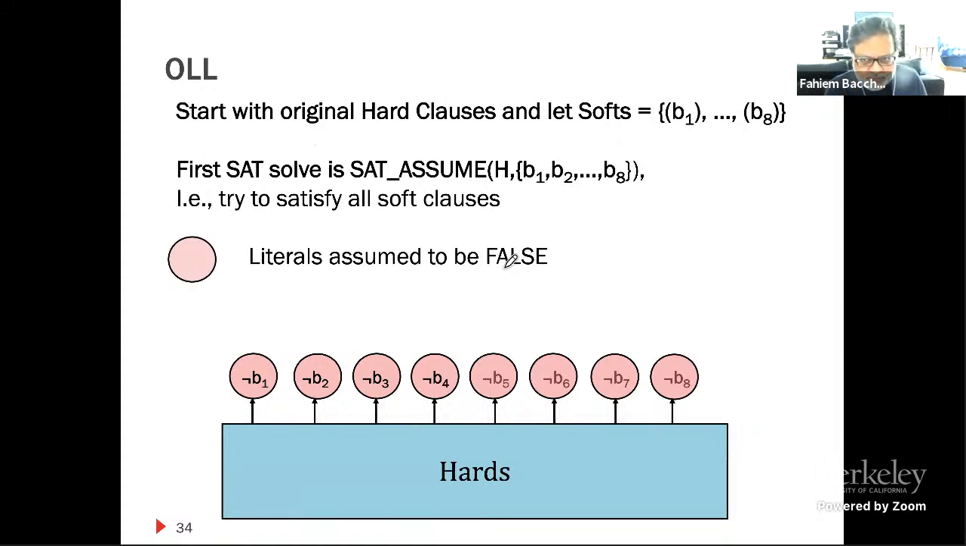So again, let's look at this simple example. In this example, we have 8 soft clauses, and we have a bunch of hard clauses. So the first thing we're going to do in this algorithm is try to solve the hard clauses while making all of the soft clauses true. So we're going to assume that each of these soft clauses is true and try to satisfy them all. In my diagrams, I'm going to put a red circle around the literals that I'm assuming to be false. So I'm assuming that the negations of these soft clauses are false, in other words, that the soft clauses are true. So that's your first SAT solve.